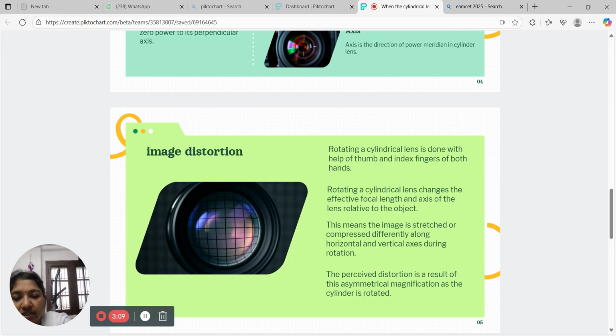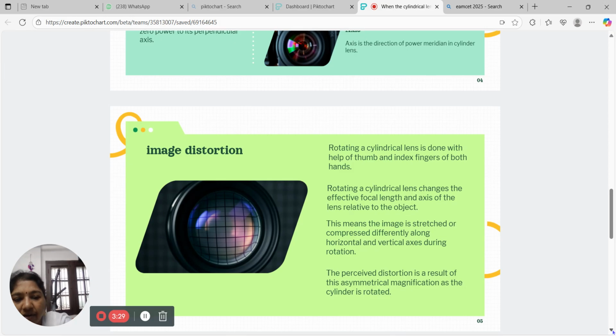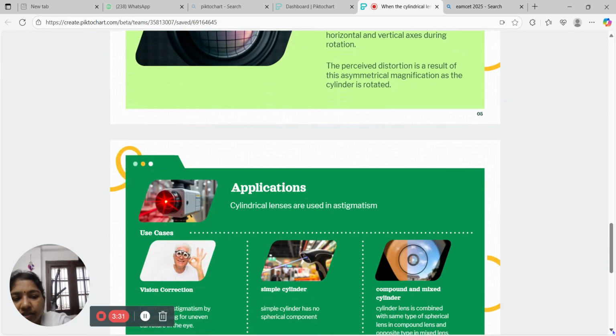This image distortion happens due to asymmetrical magnification. Once it is stretched and once it is compressed, and due to this asymmetrical magnification, the image appears distorted. So a cylindrical lens is identified by its image distortion.